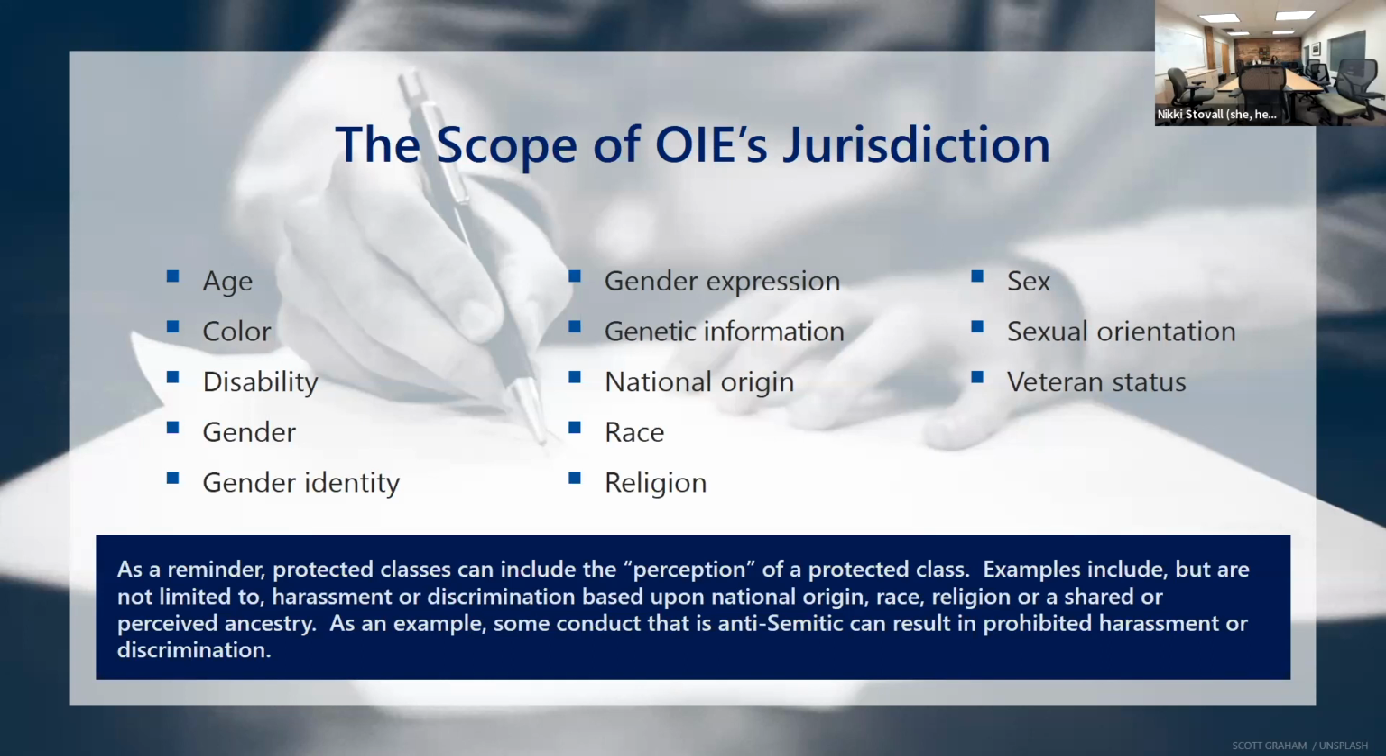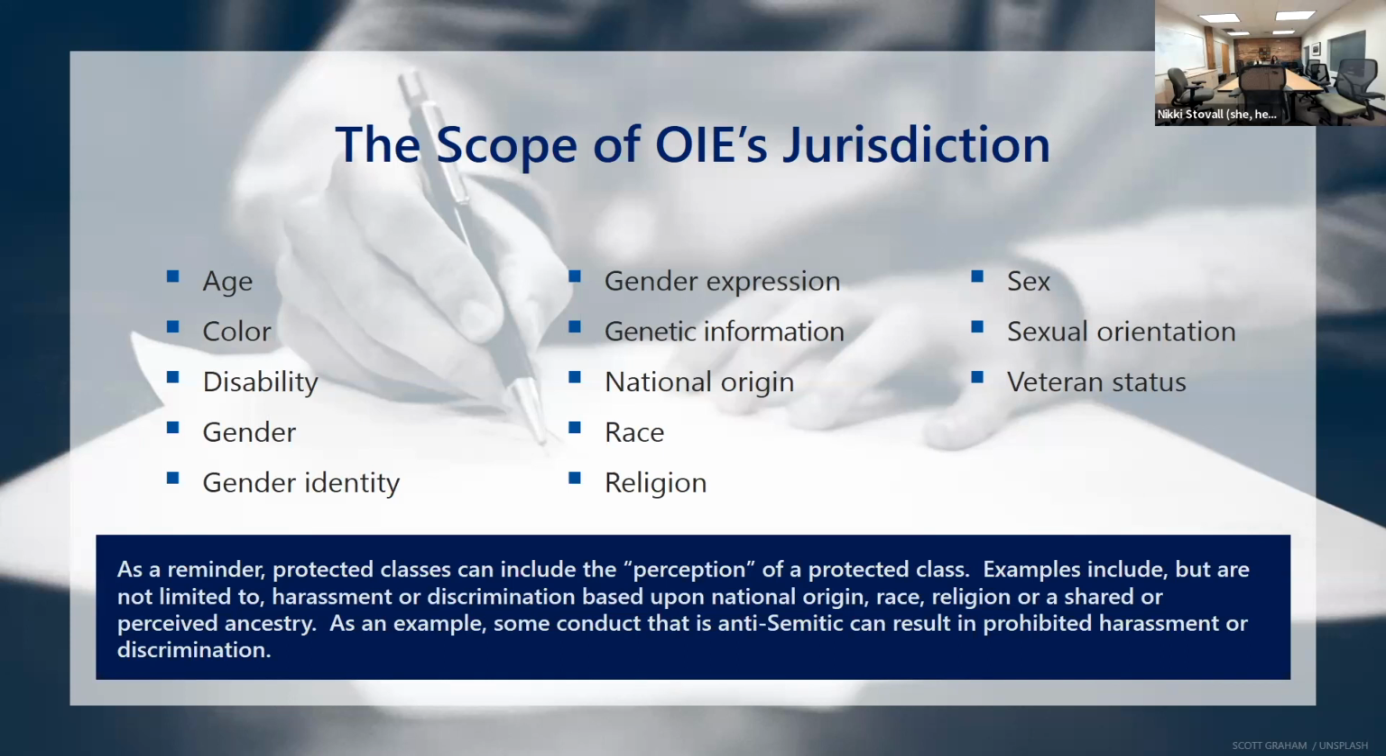And I want to go over a little bit about color, because a lot of times people will ask, well, what's the difference in color and race? Well, color for protected status is going to relate to someone's skin tone or complexion or shade. Disability is a physical or mental impairment that substantially limits one or more major life activities. Gender is a social or cultural expectation. It's generally associated with someone's sex that's assigned at birth.